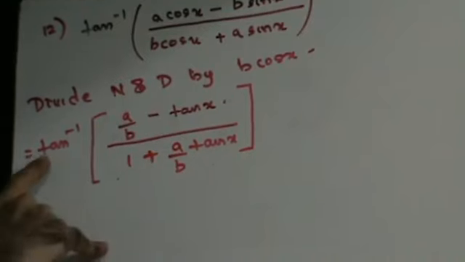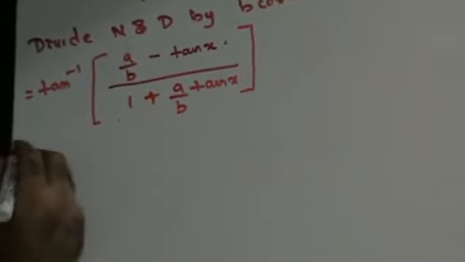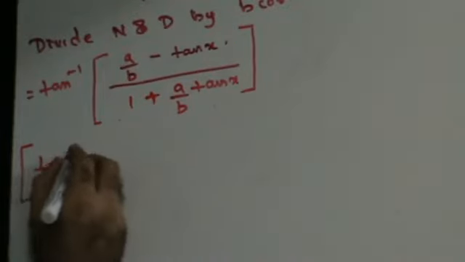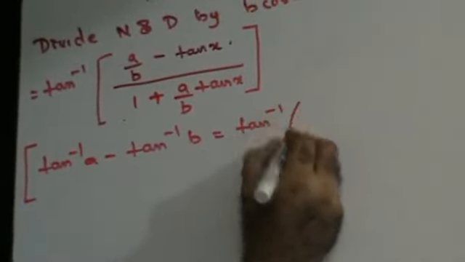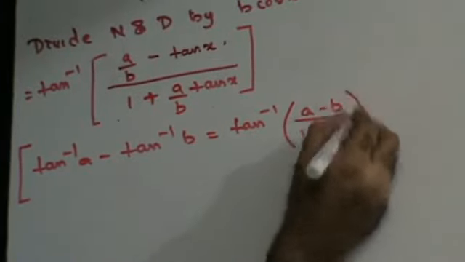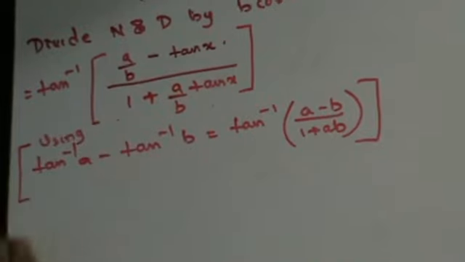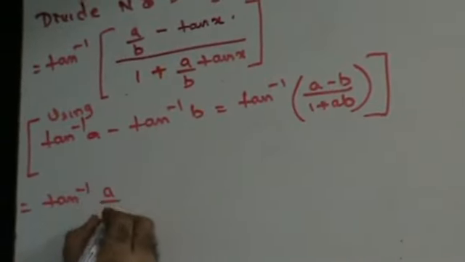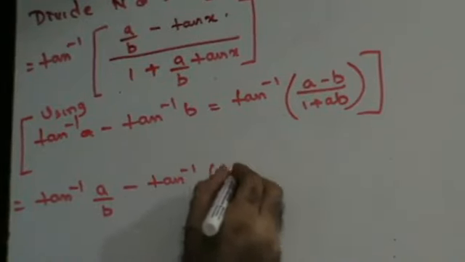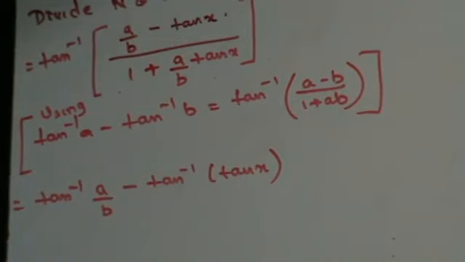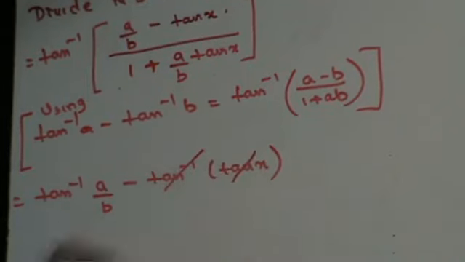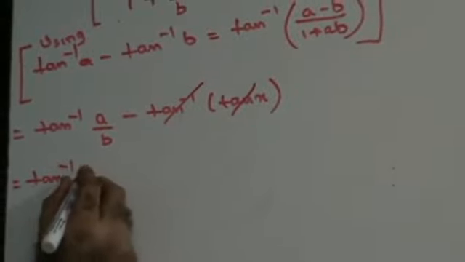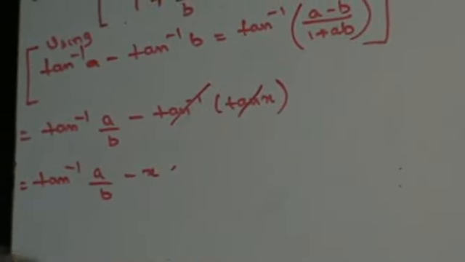People, see this. This is in the form tan inverse of (a minus b) upon (1 plus ab). Remember, I had just given you a similar formula some time ago in our previous sum. Tan inverse of A minus tan inverse of B is nothing but tan inverse of (A minus B) upon (1 plus AB). If I use this formula, this will become tan inverse of a upon b minus tan inverse of tan x. Tan inverse and tan get cancelled, so your answer is going to be tan inverse of a upon b minus x.